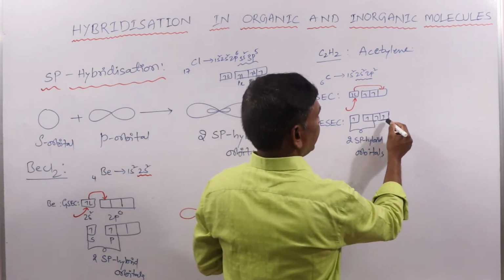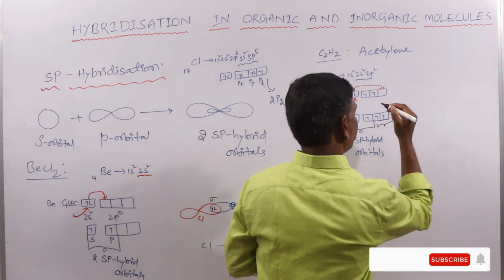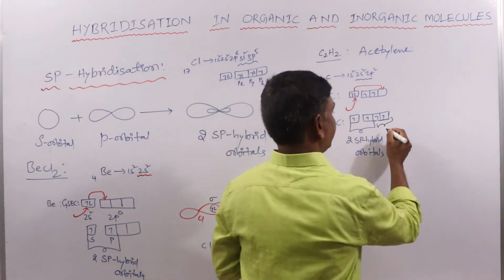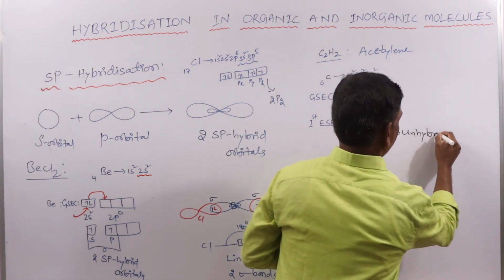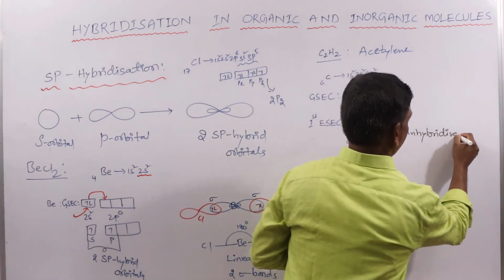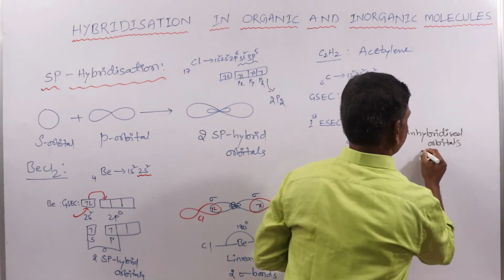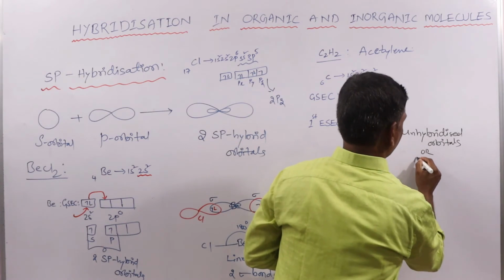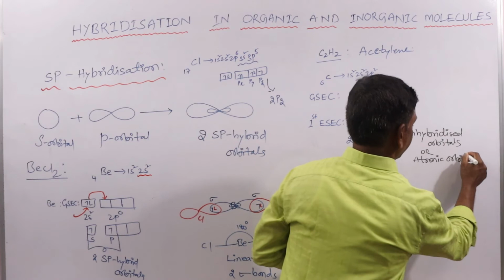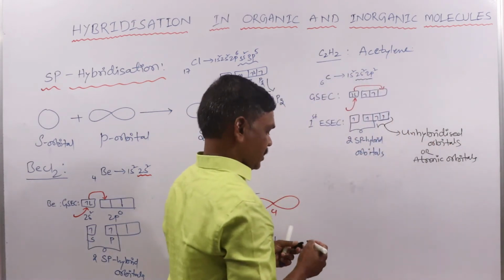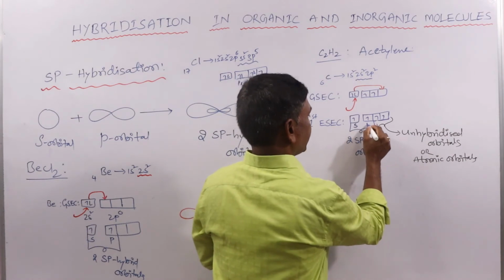Remaining 2 p orbitals having each one electron, and these are not involving in hybridization. So these are known as unhybridized orbitals, or these are also known as atomic orbitals. Okay, so now this is 1 s orbital, these are the p orbitals.